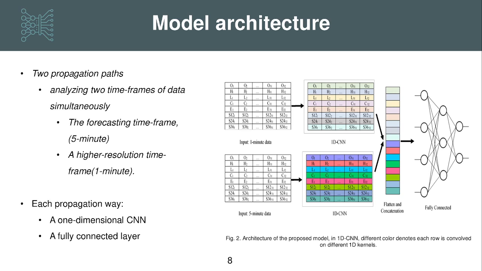The model consists of two parallel data propagation waves, each of which is responsible for analyzing a time frame. In this article, the forecasting time frame is 5 minutes, while the higher resolution is 1 minute, and 1 minute data is fed to the network as well. Each propagation wave consists of a one-dimensional convolutional neural network. The features extracted after performing convolution are then concatenated and fed to a fully connected network.